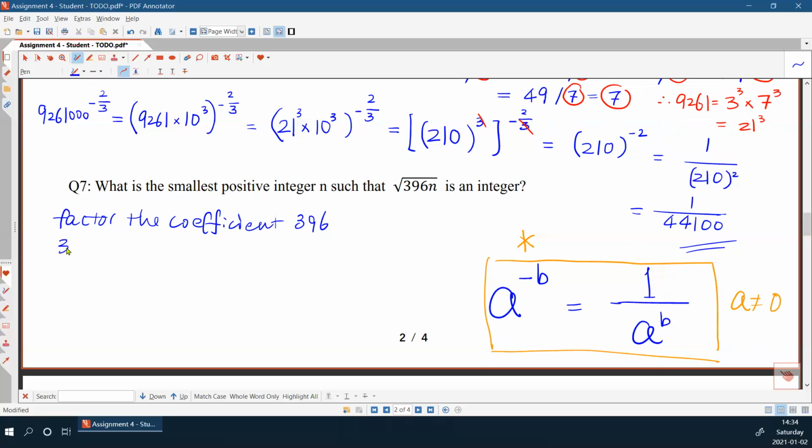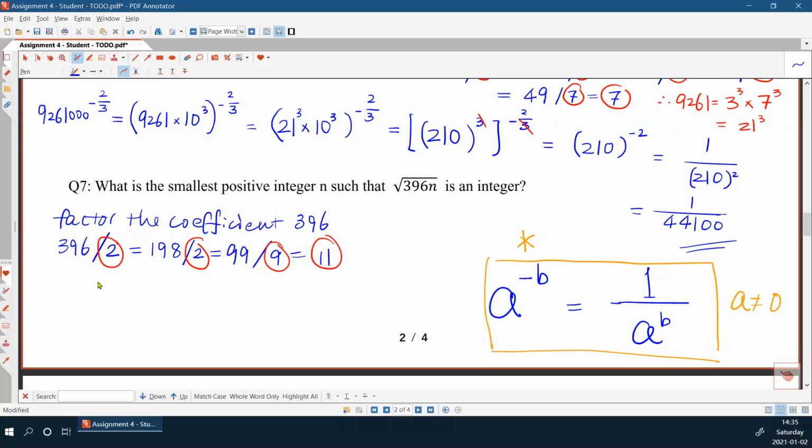396. Okay, 396. Let's try to factor this by the smallest prime number, 2. This gives us 198, right? 198 can also be divided by 2, which gives us 99. Okay, 99 apparently can be divided by 9, right? This guy gives us an 11. 11 is a prime number, so no more factors there. So this number can be factored into 2 by 2 by 9 by 11.